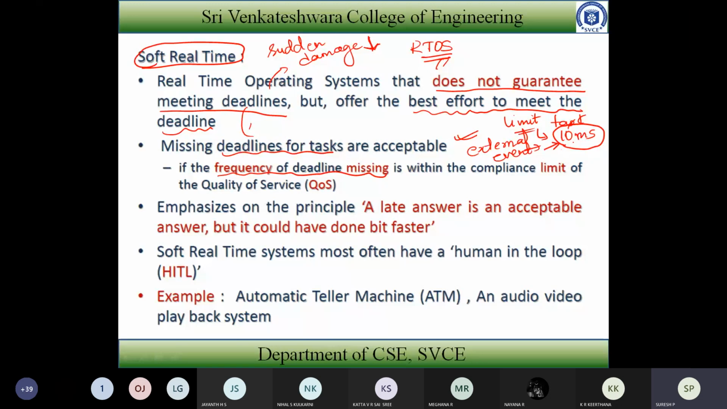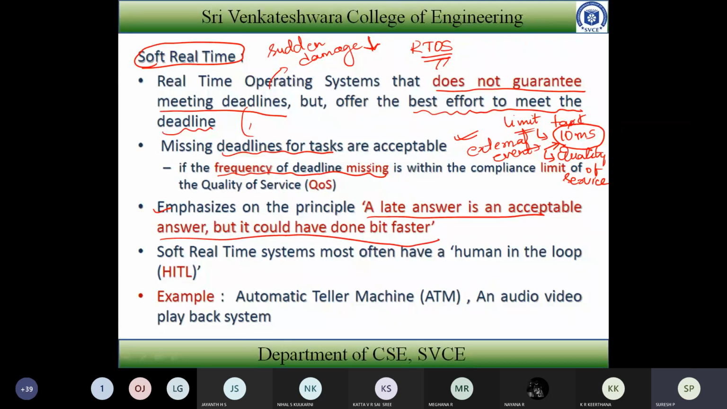If it is completing within the compliance limit of time, then that type of real-time system is going to give you the proper quality of service. If the event completes within the compliance limit that has been set for that task to run, that is fine. Now, if you talk about the normal definition, it is emphasized on the principle: a late answer is an acceptable answer, but it could have been done a bit better.